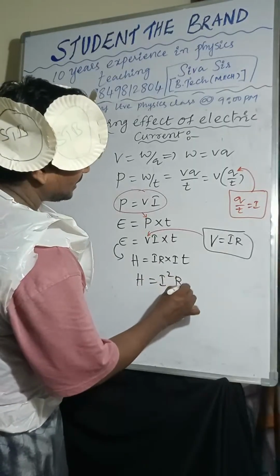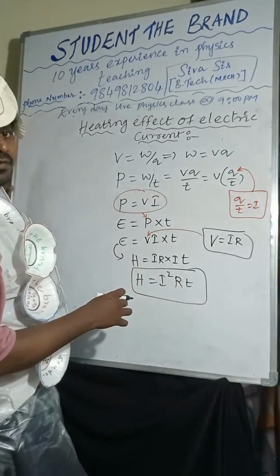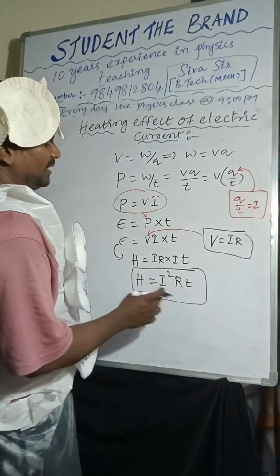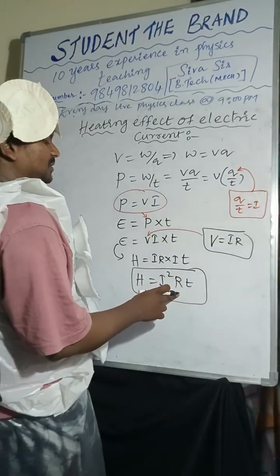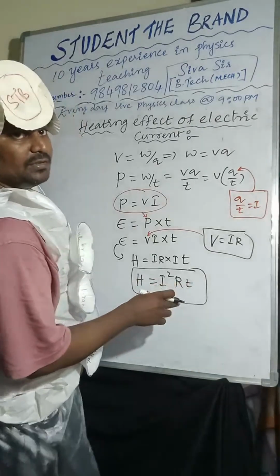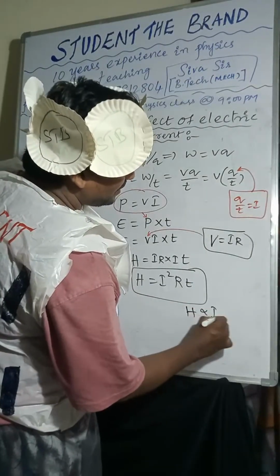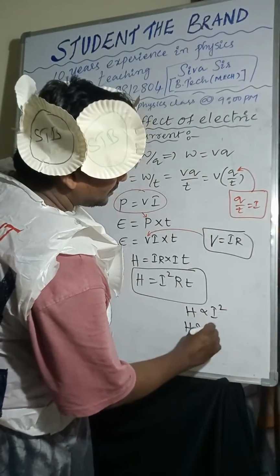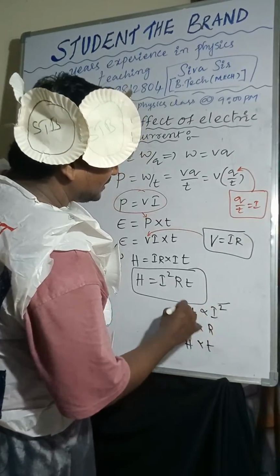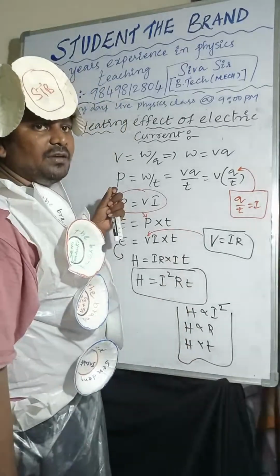Heat produced in the conductor is directly proportional to the square of current. Heat produced in the conductor is directly proportional to resistance. Heat produced in the conductor is directly proportional to time. So these are the points. Once again, heat is directly proportional to the square of current, to resistance, and to time. So that is about the heating effect of electric current.